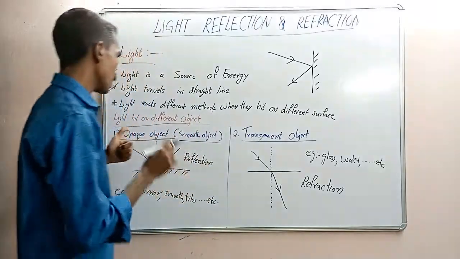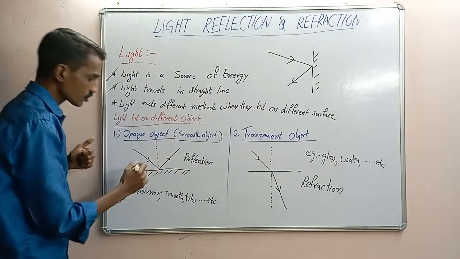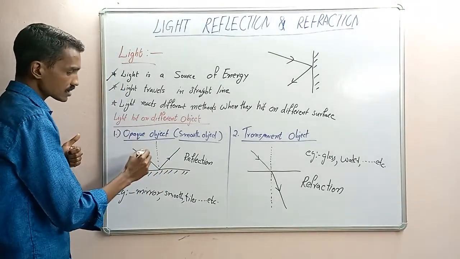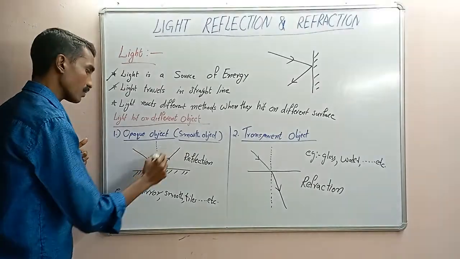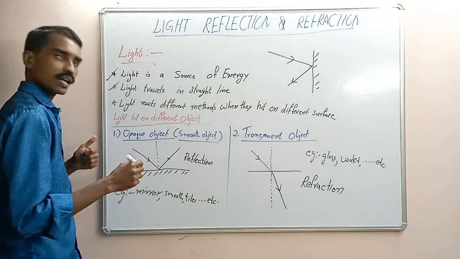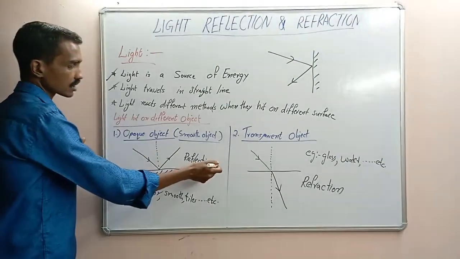So in that surface, what will happen? When light falls on the opaque object, it will bend over or bounce back from the same surface. This process is known as reflection.